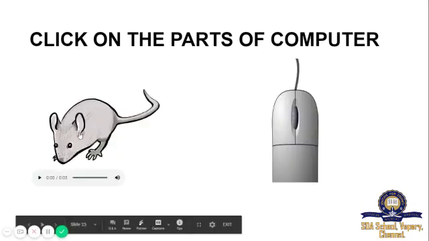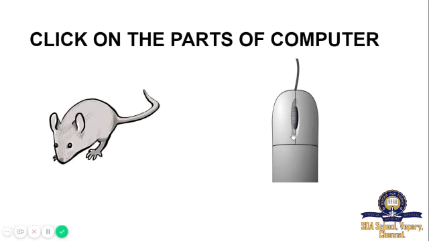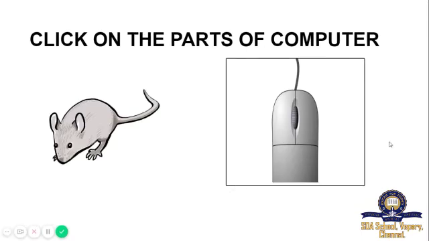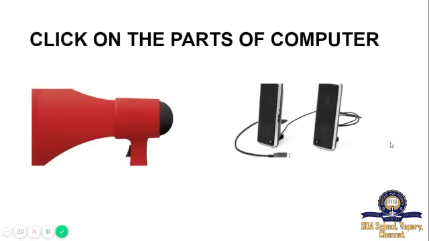Again, see, this is a mouse and this is a computer mouse. Which one is a part of computer? Yes, you are right. Computer mouse is a part of computer. Again, see, there are 2 speakers. One is a loudspeaker, one is a microphone. Which one is a part of computer?